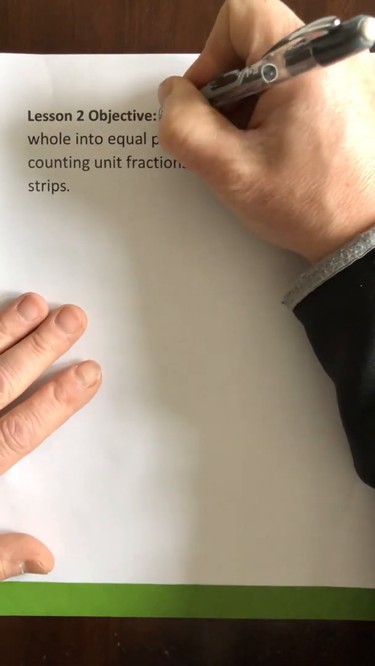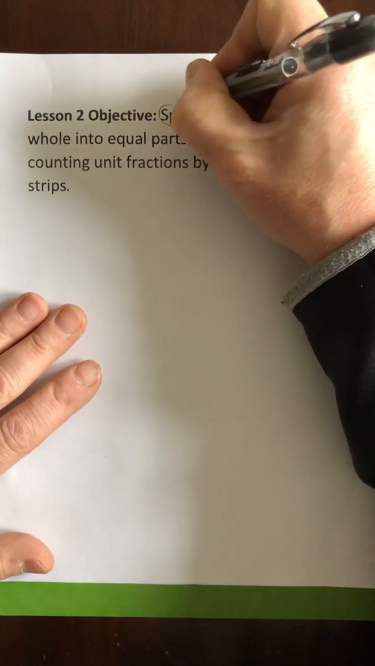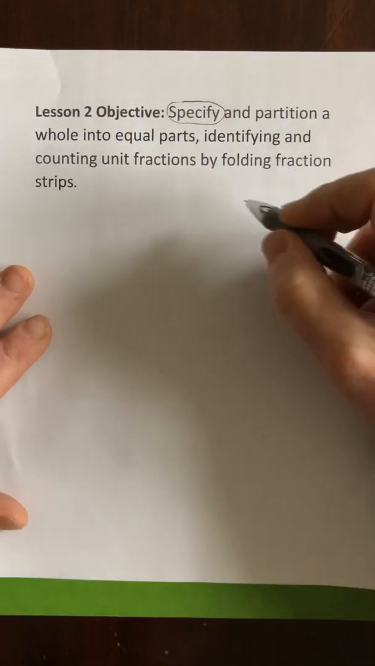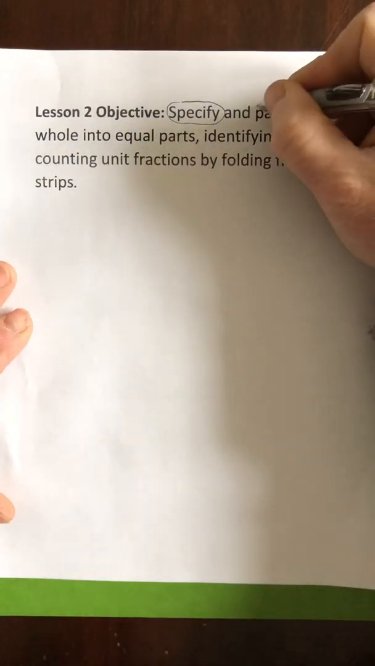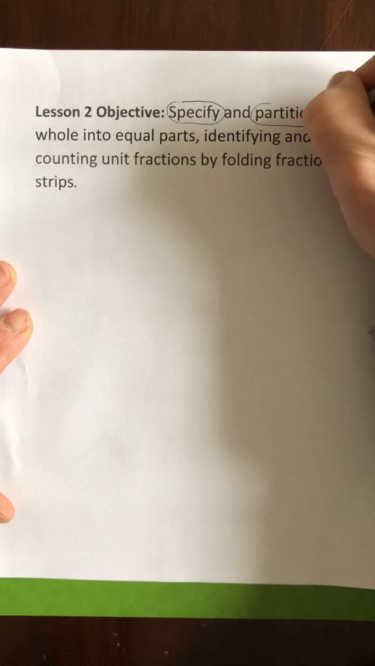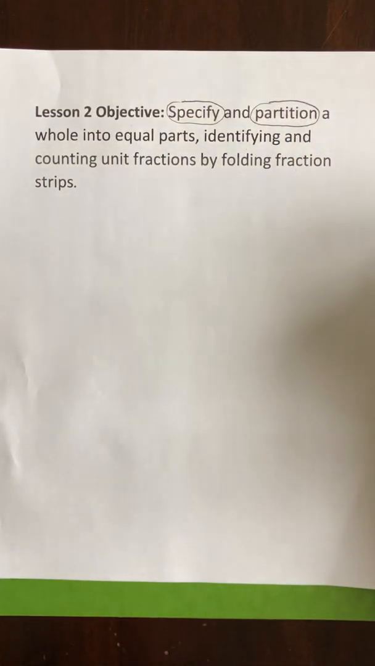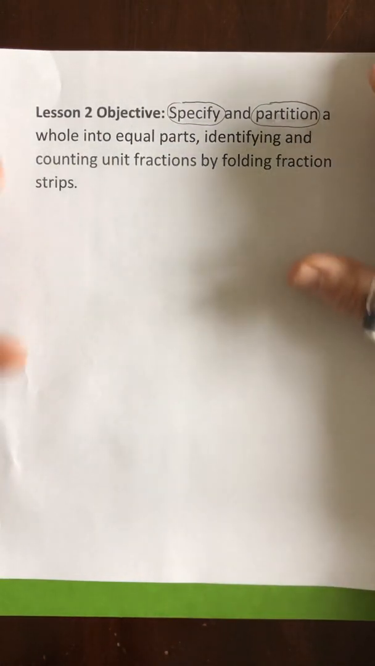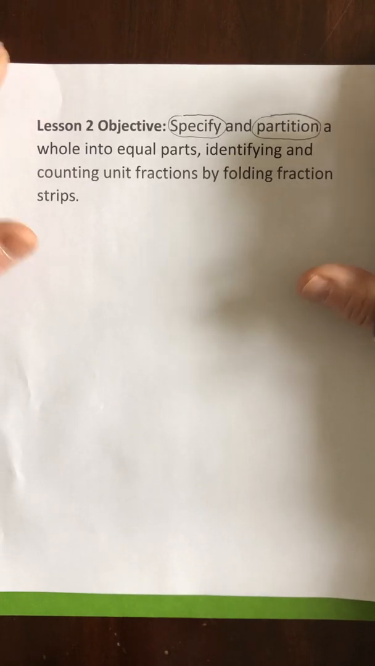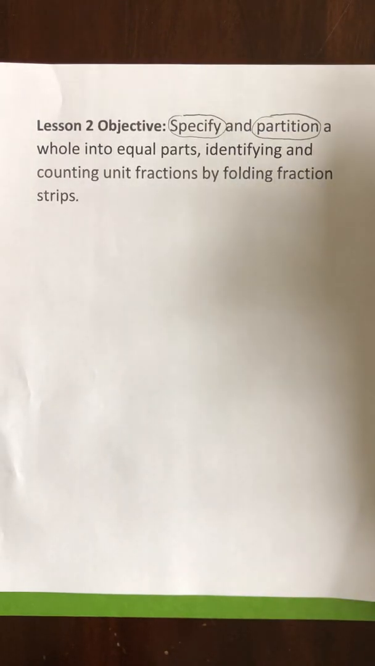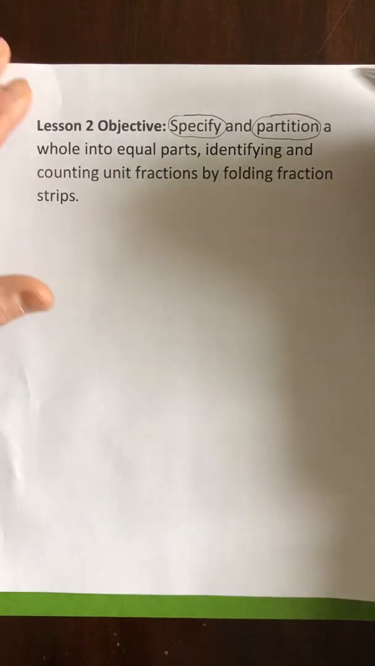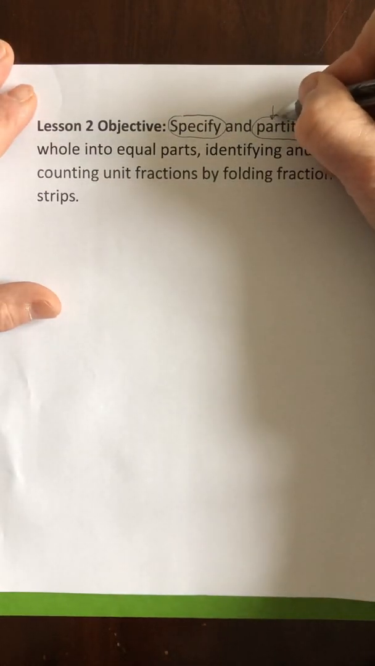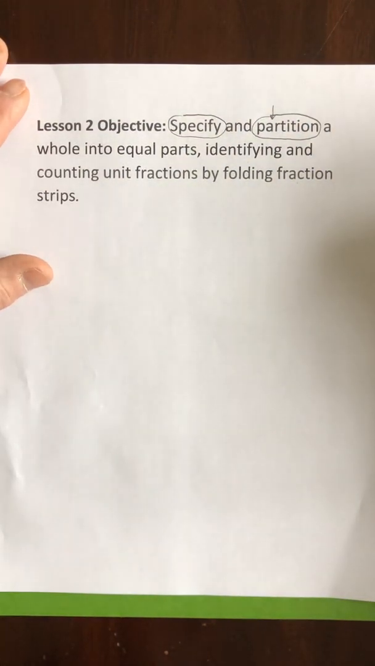Specify, which means kind of like point out, say, there it is. These are the unit fractions. Now, here is partition. We talked about this last week. Partition means to break apart a whole into equal groups, okay? So if you're breaking apart a whole into equal groups, you're going to partition it or make it into equal parts. So that's where that partition comes from.